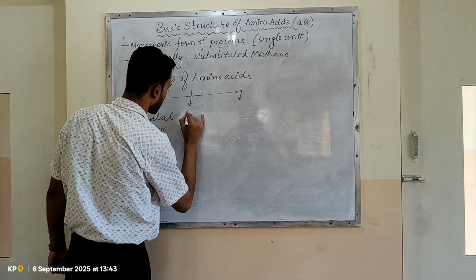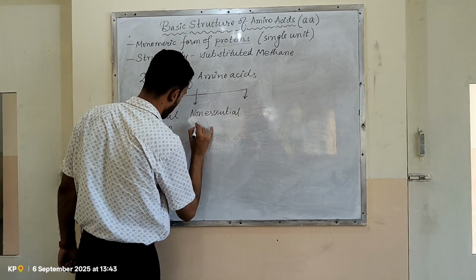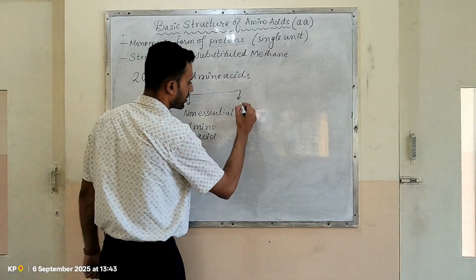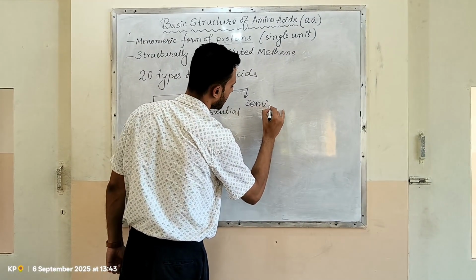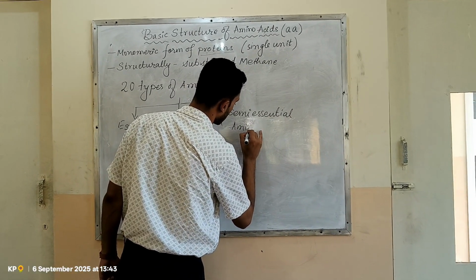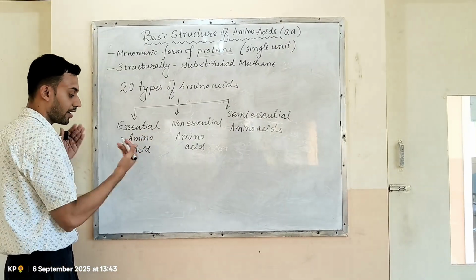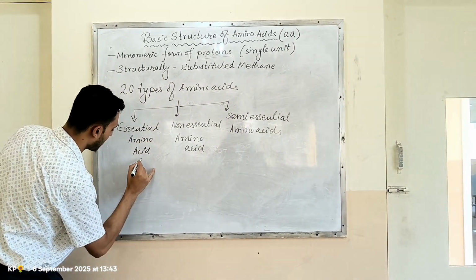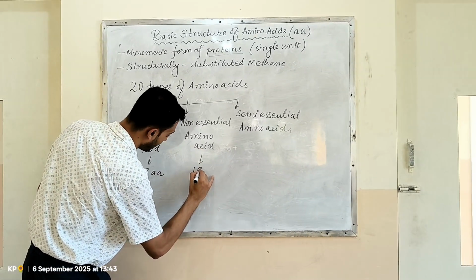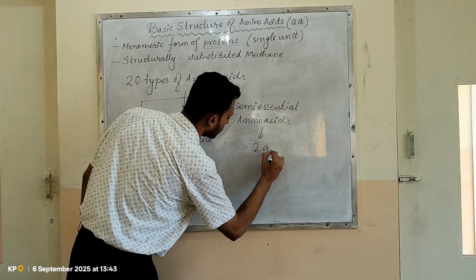The second group is known as non-essential amino acid, and the last group is known as semi-essential amino acid. Now let us see how many types there are and what the different ones are. So in essential amino acids there are 8 amino acids. Non-essential there are 10. And in semi-essential there are 2.